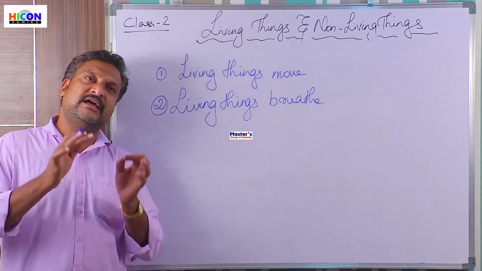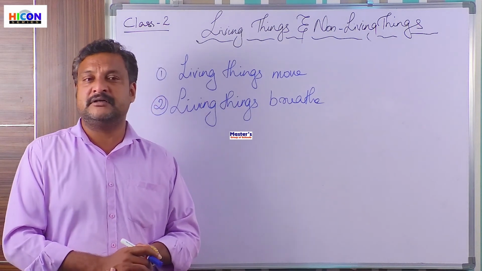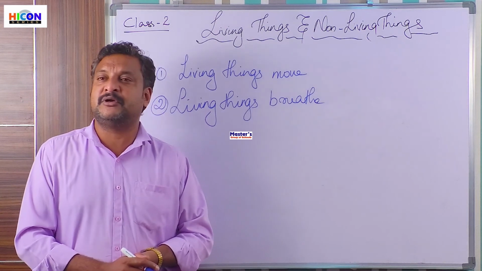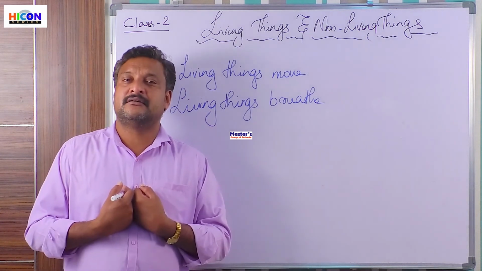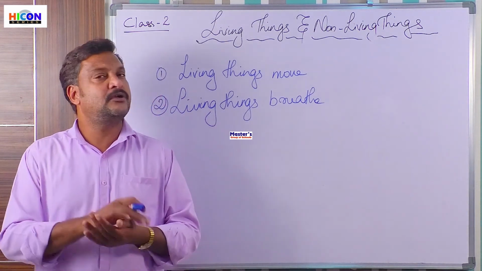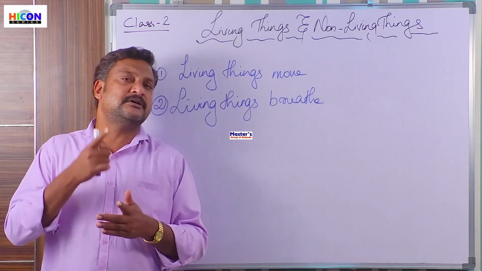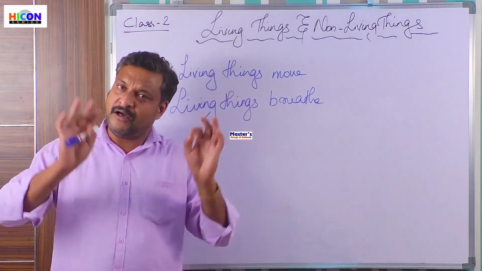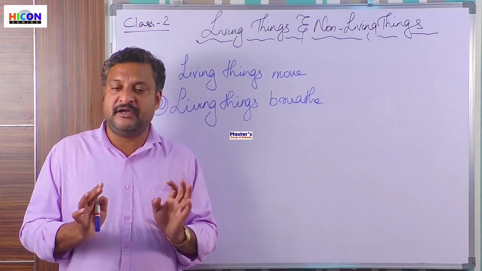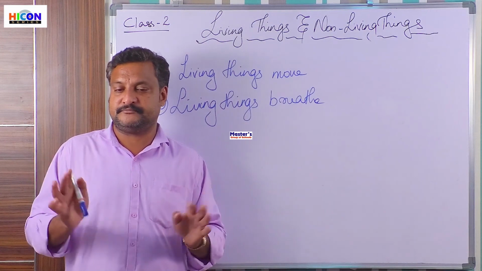Okay, so just like the other living things on this earth, plants also are living things because they breathe in carbon dioxide and breathe out oxygen. So all animals, plants, birds, insects, everything are living things because they breathe. Right?